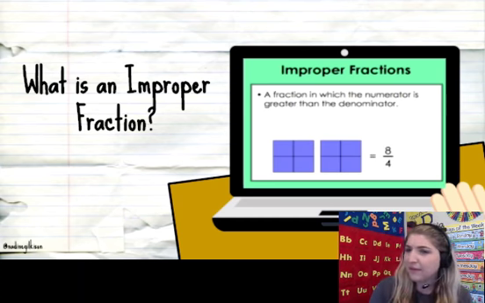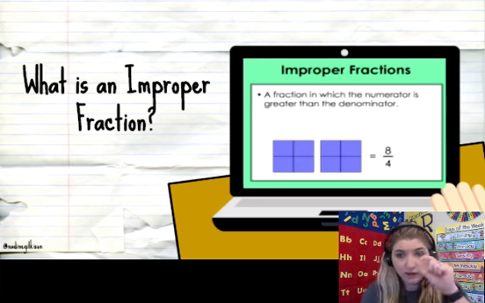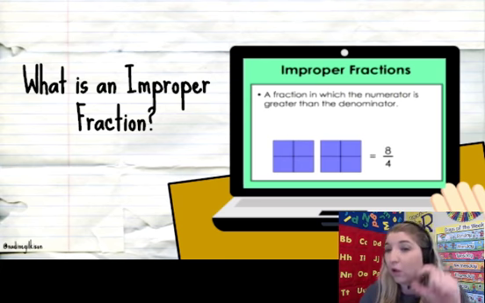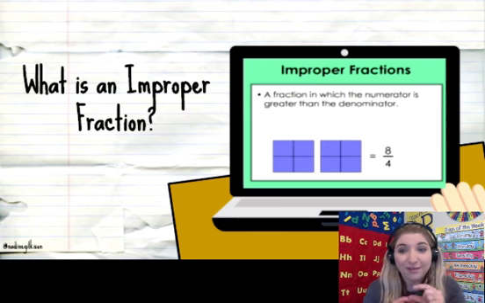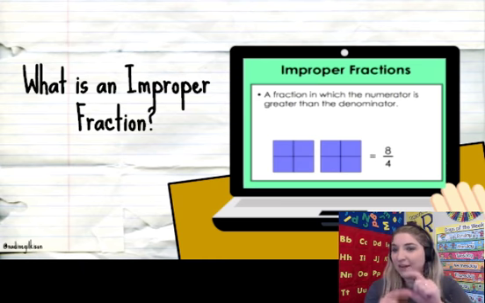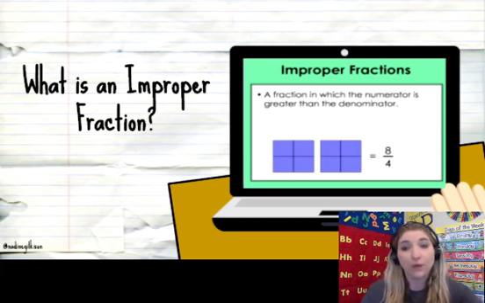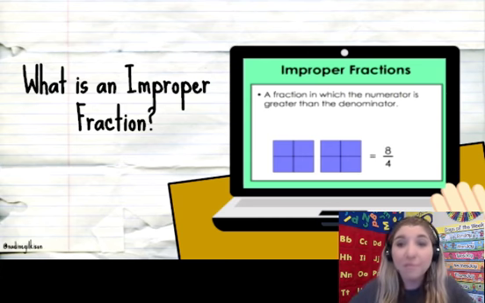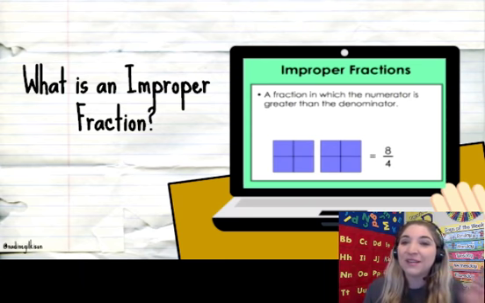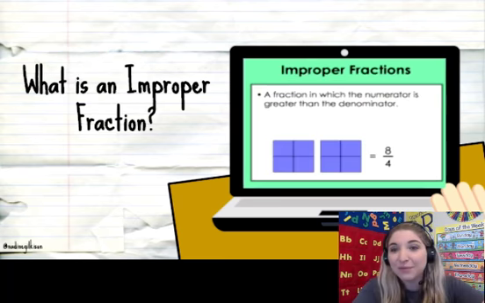So identifying improper fractions isn't going to be too terrible, because if the top number is larger, and I'm going to say larger, I'm not saying the same, larger than the denominator, then that's how you know it's an improper fraction. Now, if the numerator is the same number as the denominator, it is equal to one whole, no matter what number it is. 4/4, one whole. 10/10, one whole. 12/12, one whole. 1,000,000/1,000,000, one whole. All right, so we're going to figure out how we can take an improper fraction and go to a mixed number, and then a mixed number into an improper fraction.